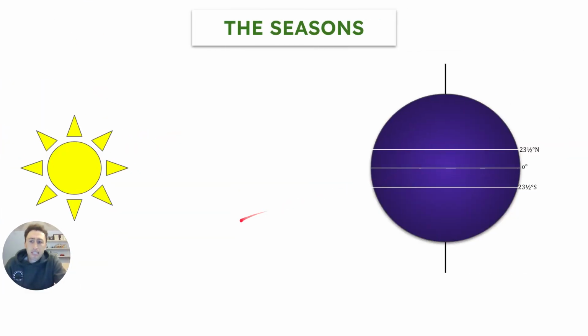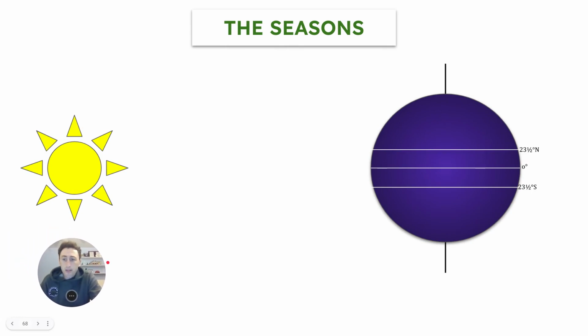Now we have the seasons. What causes the seasons on Earth? We experience different seasons: winter, summer, fall, and spring. What causes that is the sun's direct rays, which cause the different seasons. Now, the Earth is not straight like this.